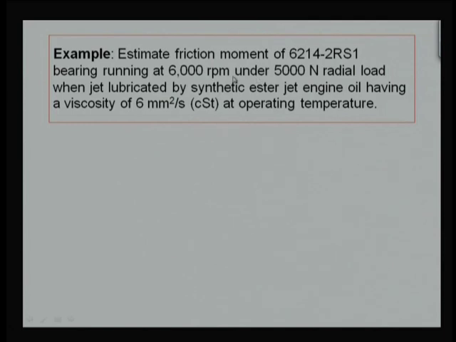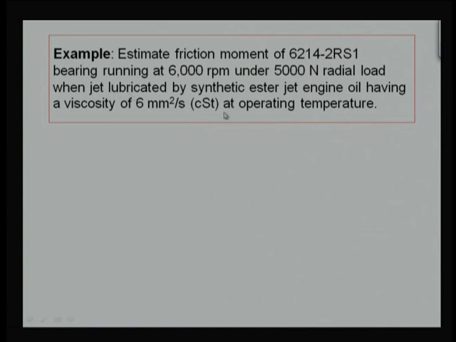However, in this problem, we are talking about seals at both sides. That means we are going to use the full value of MS. We are not going to reduce it to 50%. If it is only RS, then we will be reducing it to 50%. Now, in this case, again we are saying the bearing is running at 6000 RPM. That means the ring is rotating under 5000 Newton load, or 5 kilonewton radial load.